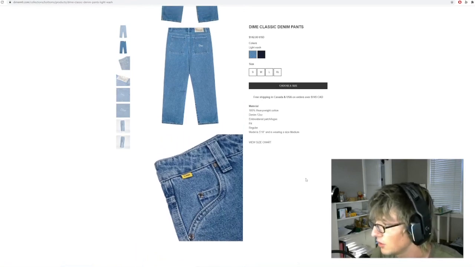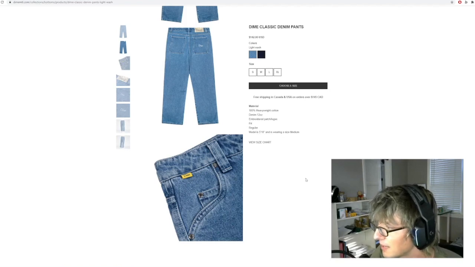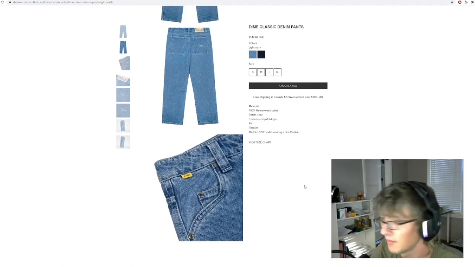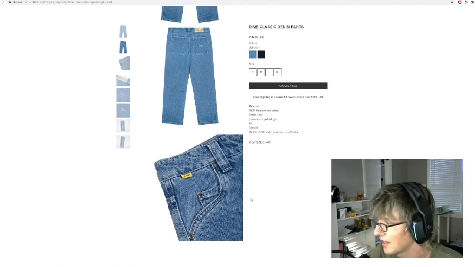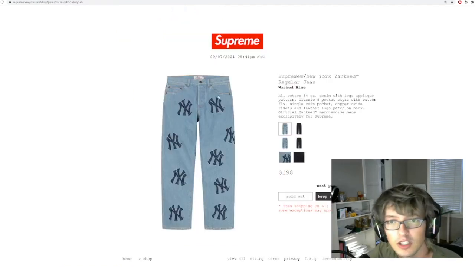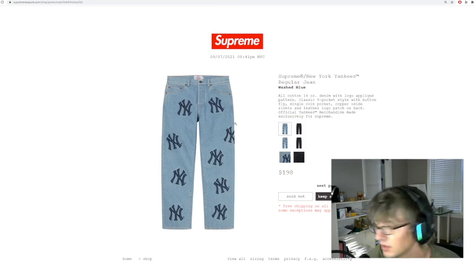If somebody I knew pulled up to the park in Dime pants, I wouldn't be like, "You really bought those $142 Dime pants, moron?" I'd be like, "Okay, I like those pants. They're nice, they're unique, they're cool. I like Dime." Alternatively, look at a brand like Supreme. These pants, a little more pricey, $200, but we know people wait in line around the block for Supreme.